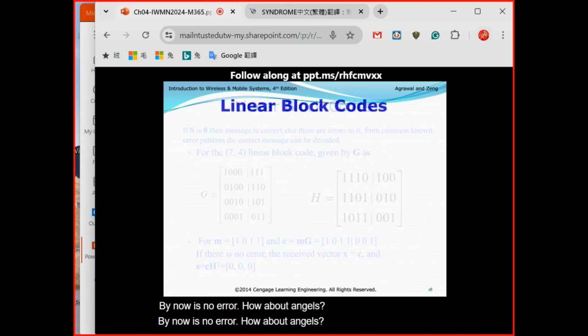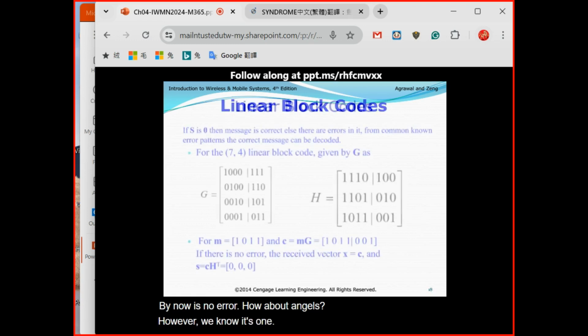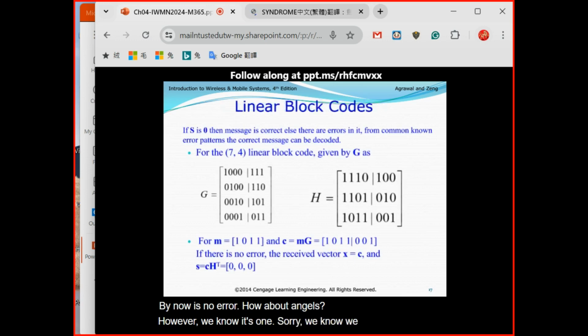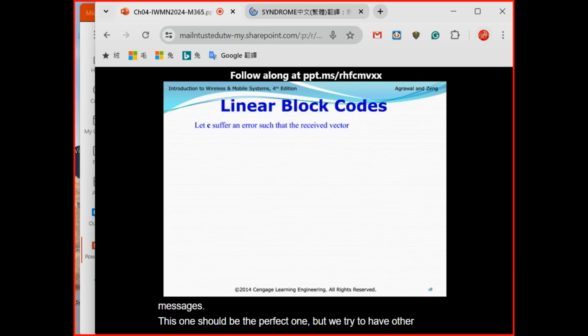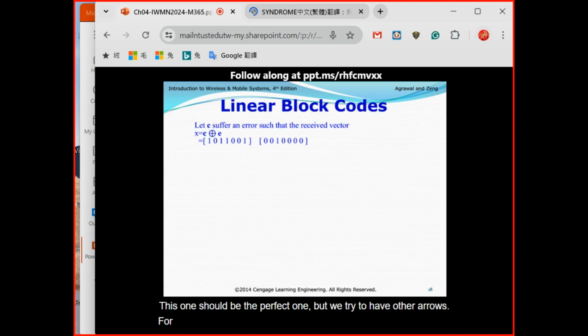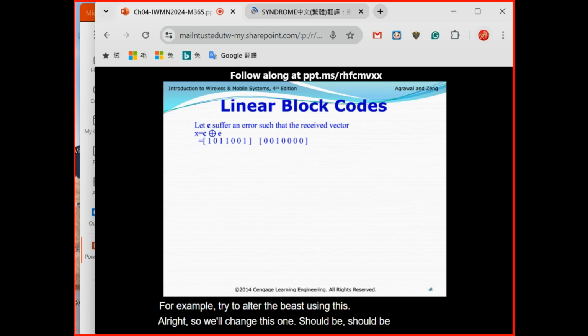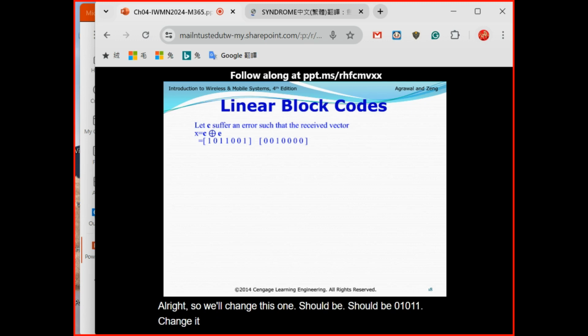However, we know we should have this message 1011001. This one should be the perfect one, but we try to introduce errors. For example, try to alter a bit. We change this one, it should be 0. 1011, change it to 1001. Only one bit changed. And this time you should have a syndrome.